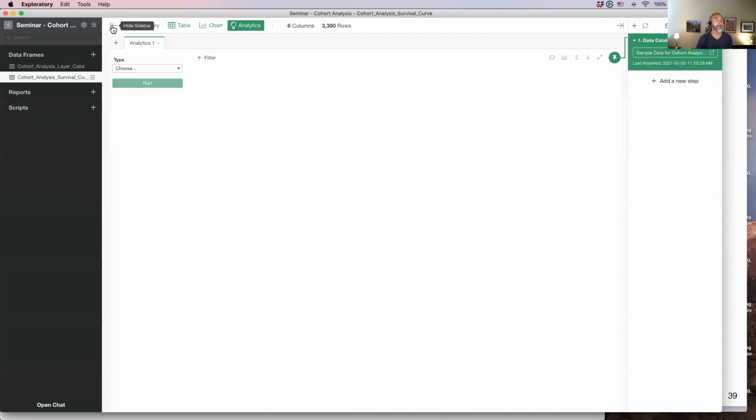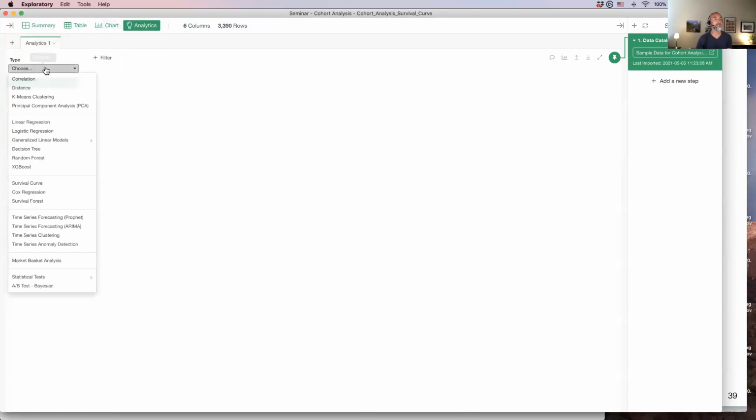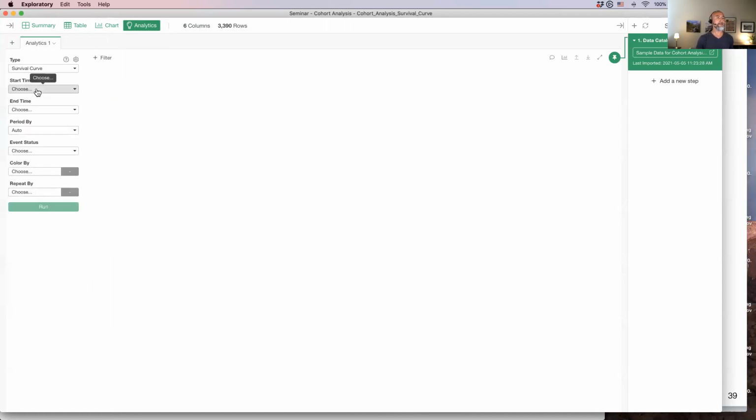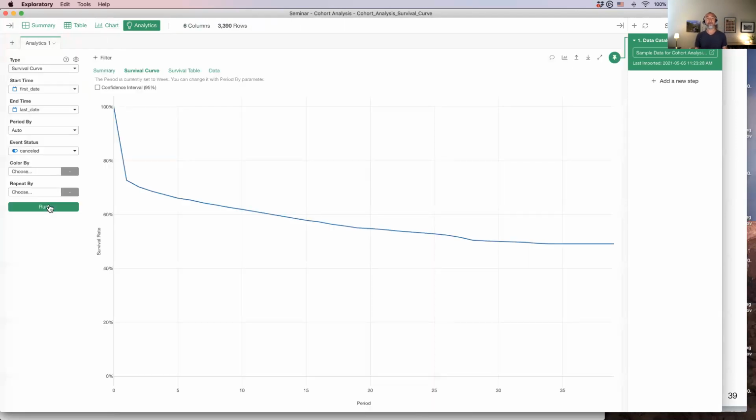I'm going to hide the left-hand side, and then select the survival curve, which you can find in the middle. I'm going to assign the start date and the end date, or last date, and then select the canceled column as the event status. That's it. Then you can click on the run button, and you get your first survival curve generated.